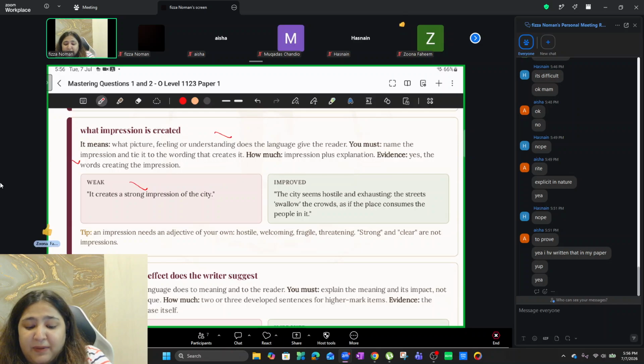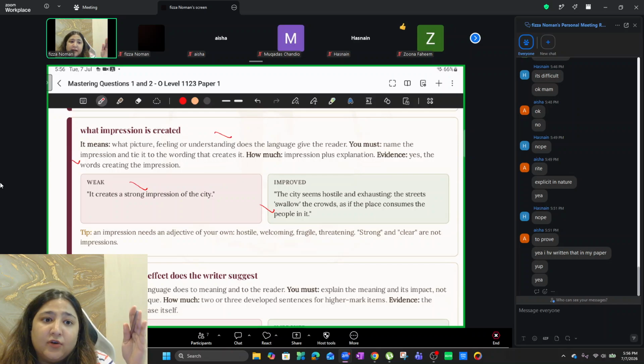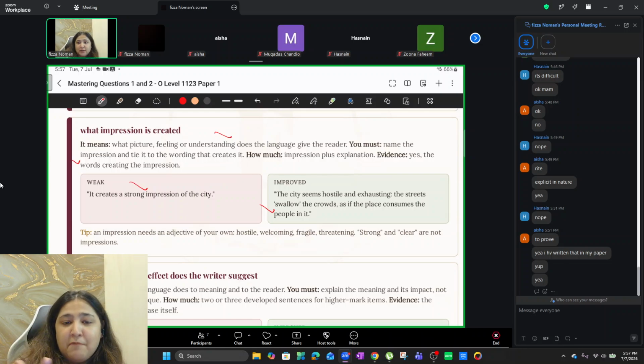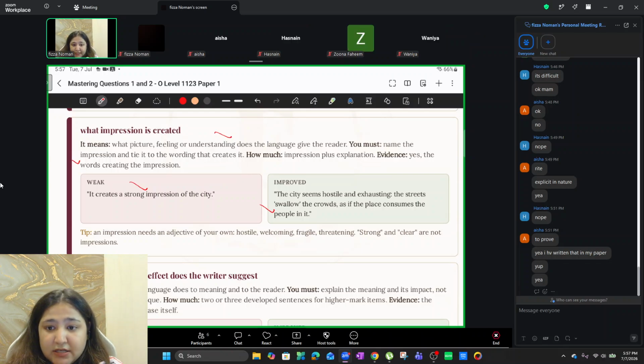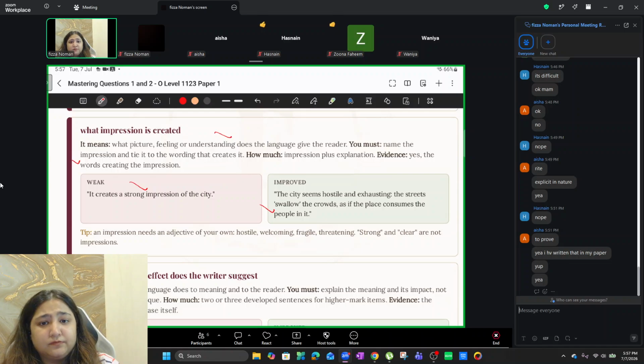"Swallow the crowds", as if the place consumes the people. Why did the writer use the word swallow? The writer could have used the words hustle and bustle, chaos, crowds of people, right? Or the city seems hostile and exhausted, the streets look foreboding. But foreboding will not give the same meaning as swallow, because the writer is trying to create an impact using the word swallow. They are consuming the people, taking the people in, right? Do we understand, guys? Are we good?